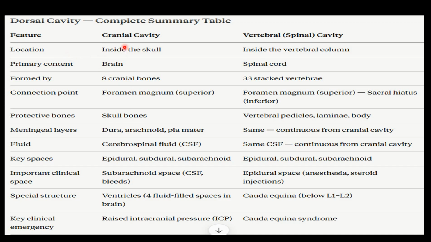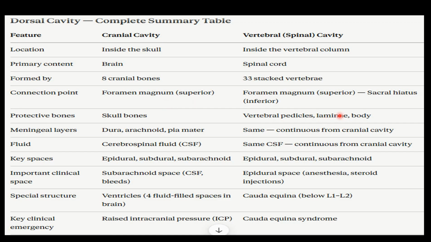Here you can see I have noted down three columns to differentiate between them. The first column contains the feature, the second is the cranial cavity, and the third one is the vertebral cavity or spinal cavity. Location wise, it's inside the skull, and it's inside the vertebral column. Its primary content is the brain, and its primary content is the spinal cord. It is formed by 8 cranial bones, and 33 stacked vertebrae. Connection point is the foramen magnum, which is superior.